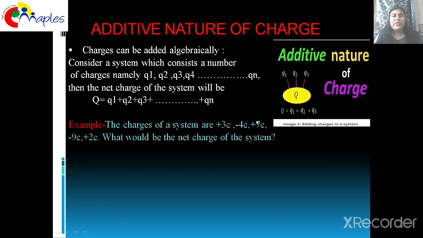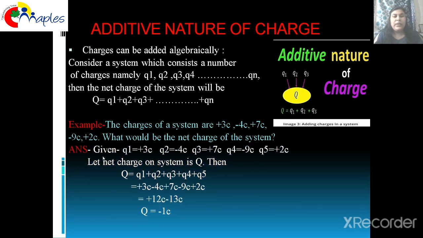So there is a system of charges which has five charges, q1, q2, q3, q4 and q5. Given q1 equals plus 3 coulomb of charge, q2 equals minus 4 coulomb, q3 plus 7 coulomb, q4 minus 9 coulomb and q5 equals plus 2 coulomb of charge. So let the net charge on the system be Q. We take the charge of the whole system as capital Q. Then capital Q, by the definition, is the sum of all individual charges. So Q equals q1 plus q2 plus q3 plus q4 plus q5. Similarly, we put the values with sign. Remember that point: we have to put the values with sign.